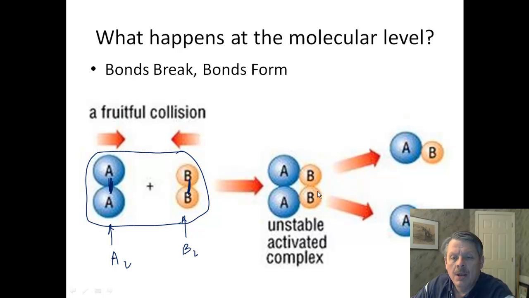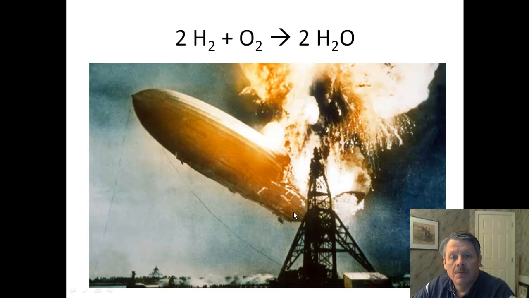And when you get all of these things together and you're done, you have a bond between A and B, and a bond between A and B. The bonds between A and A that used to be there are gone. So what we have to do is break bonds here, and form new ones there. And that's what has to happen at the molecular level for this to happen.